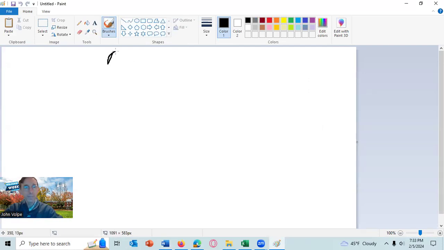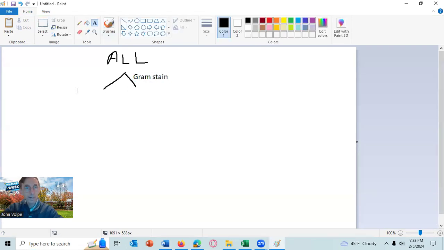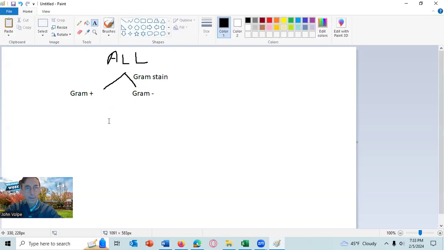So you have all cells, all species. And one thing you can do is the gram stain. And then you'll have gram positive cells and gram negative cells. Once you get your results here, let's cross out the gram negatives. Let's cross out the gram positive cells.